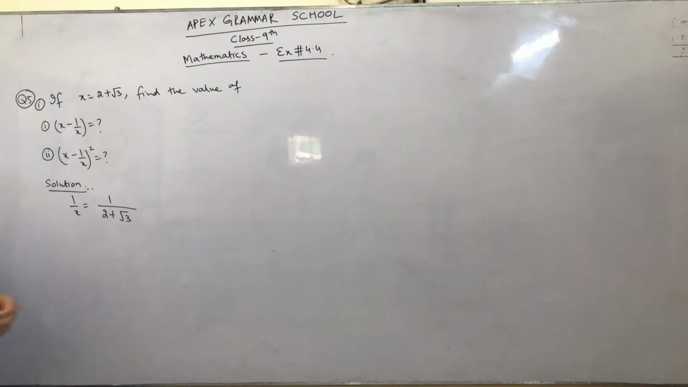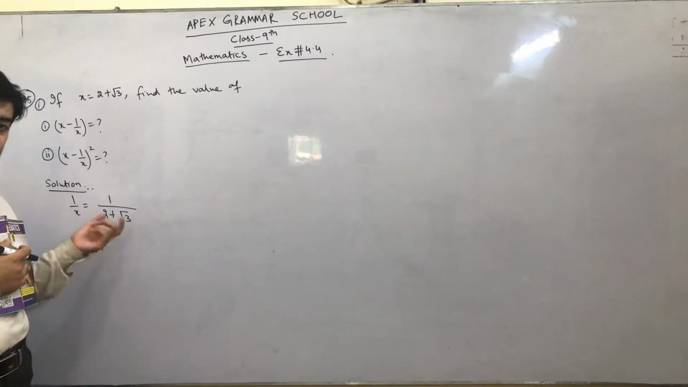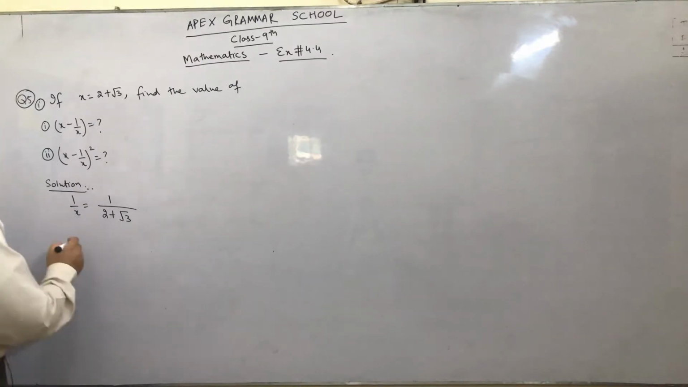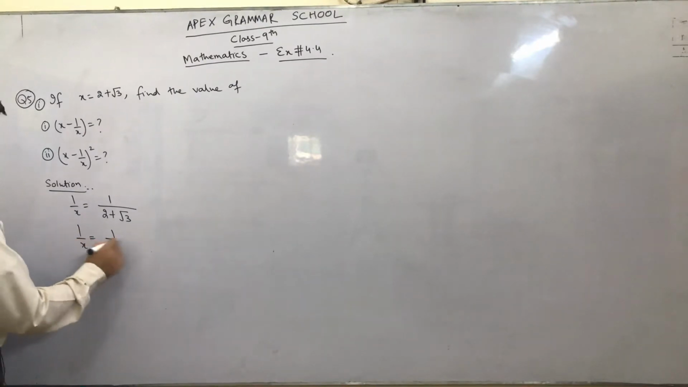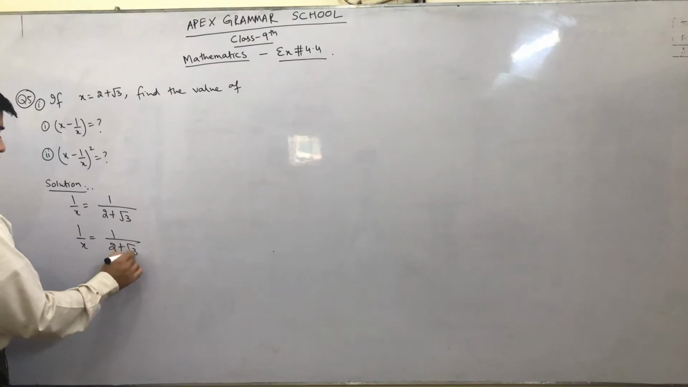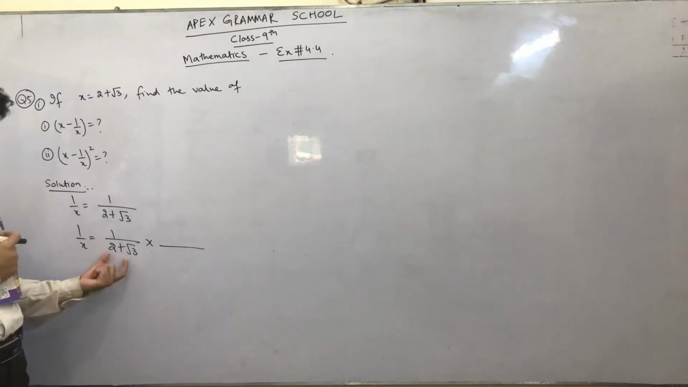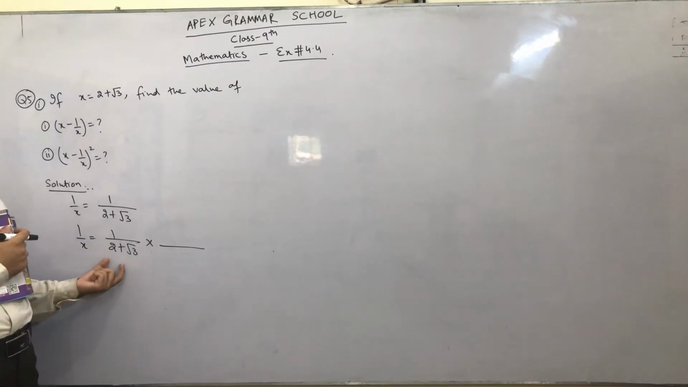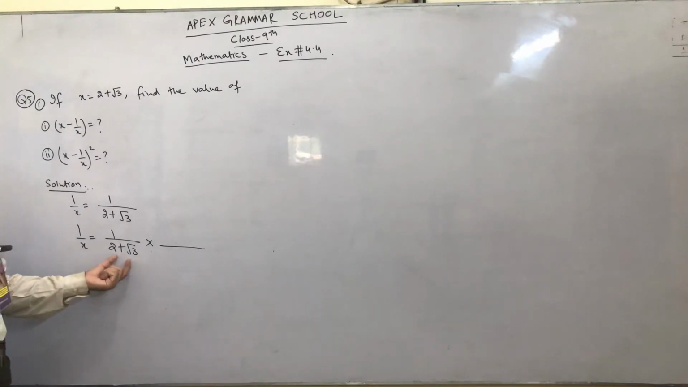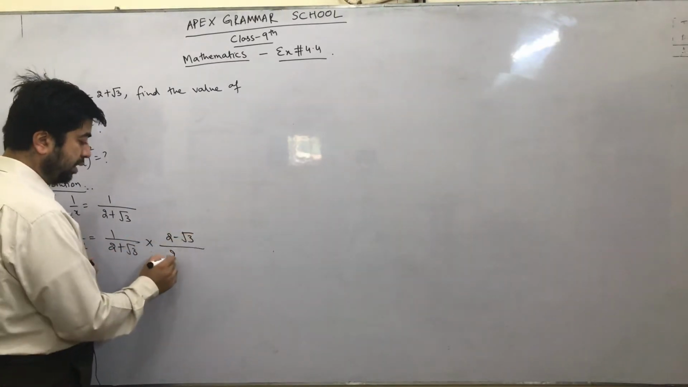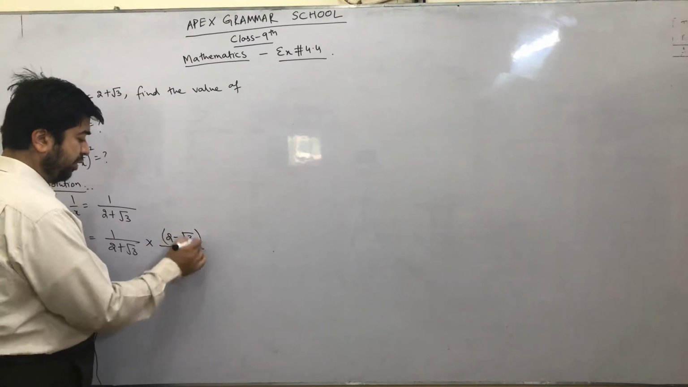You see that the denominator is an irrational number. So first we have to convert this irrational denominator to rational. So we have to rationalize it. How? You better know that you have to multiply and divide by the conjugate of this denominator. So 2 plus square root 3, its conjugate is 2 minus under root 3, and we multiply and divide by it.